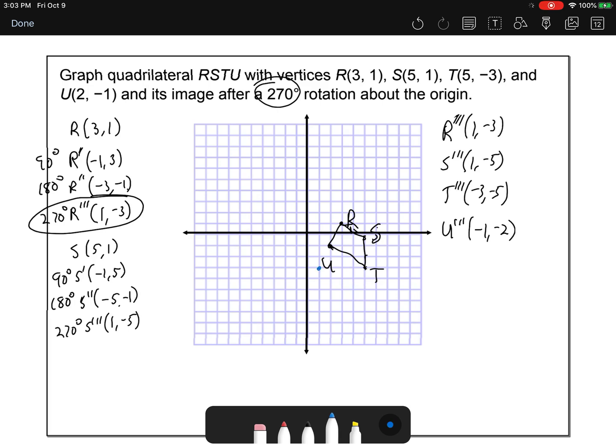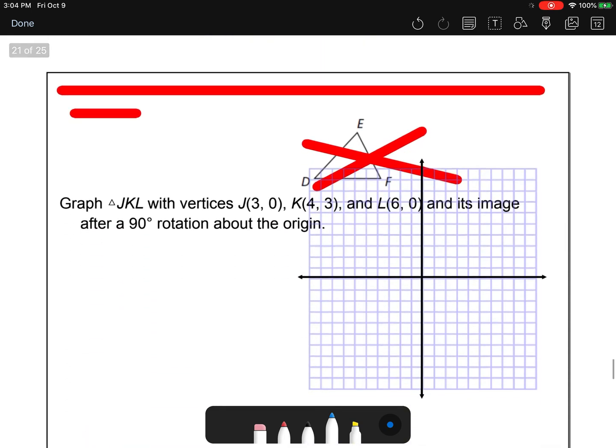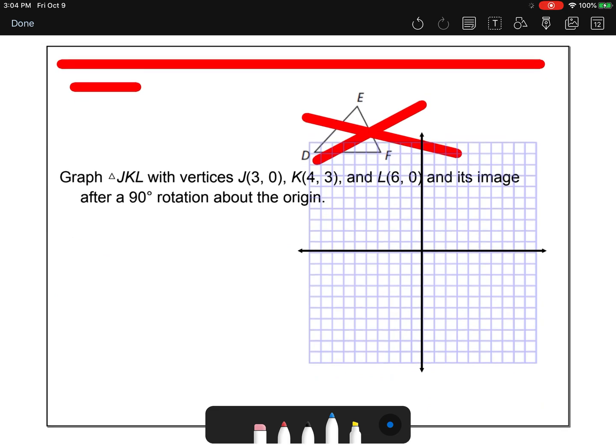So 1, negative 3 would put us here. There's our R triple prime. 1, negative 5 would put us there. That's S triple prime. U is negative 1, negative 2. And T is negative 3, negative 5. 1, 2, 3, 4, 5. And there you have it. There's a 270-degree rotation. I like using the equations better.